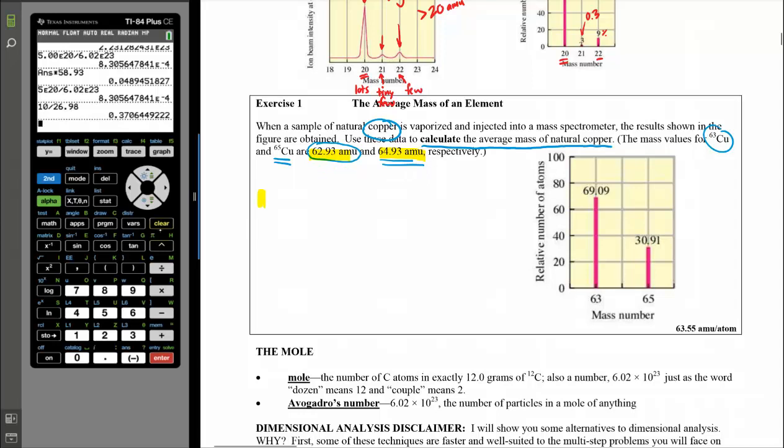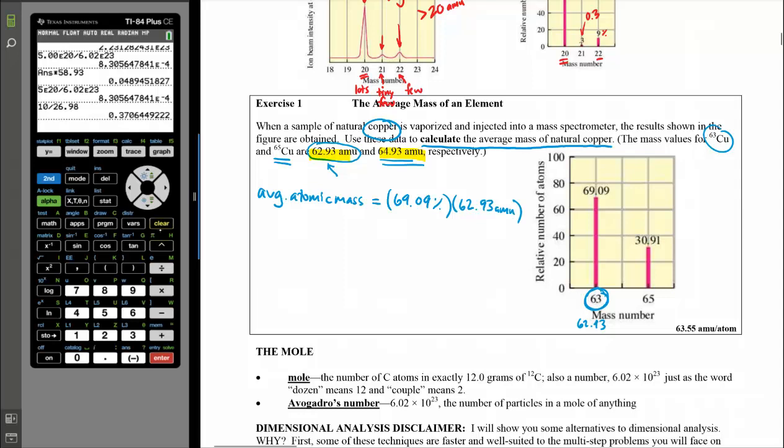If we want to calculate the average atomic mass, and that's our task in this question, what you'll do is take the mass that we're given and the percent distribution. We see those over here in the chart. 69.09% have a mass of 63, our copper 63 atoms, which we saw up here have a mass specifically or precisely 62.93 AMUs. While they rounded on our graph to 63, it's actually 62.93.